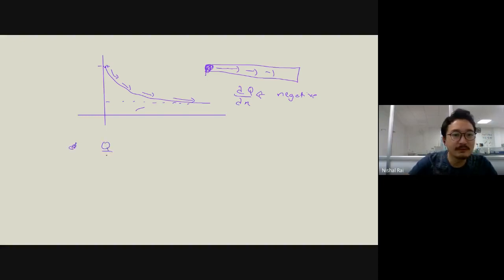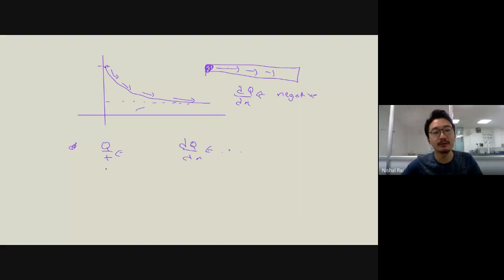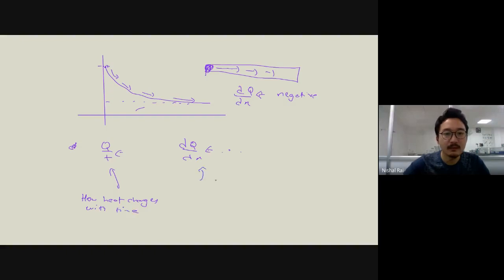Now, Q by t was your current or rate of flow of heat with respect to time. dQ by dx is called the temperature gradient. This is how it changes with time, and this is how it changes with length. These are the two differences: how heat changes with time, and how heat changes with distance. I think this point is clear.